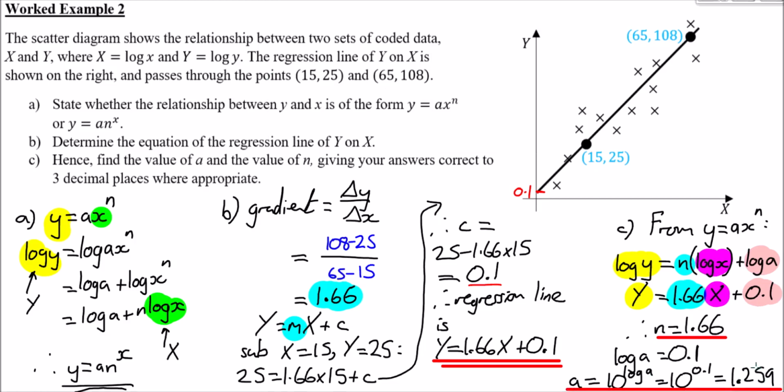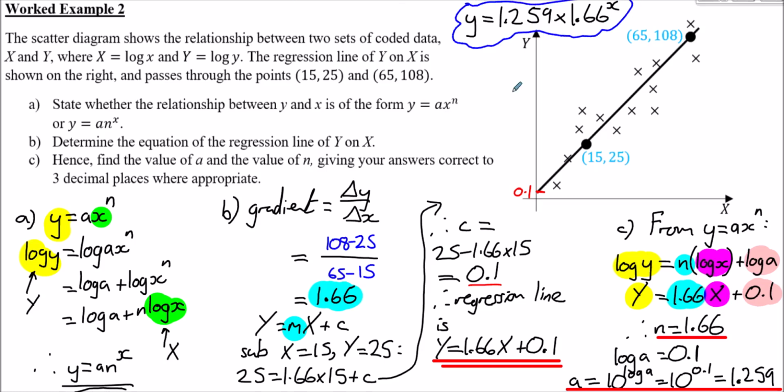In terms of the actual relationship, if you wanted to put what it was, not that the question needs us to do this, we'd have that y, the original exponential model, this is not the coded one, would be a, which is 1.259, multiplied by n, which is 1.66, to the power of x. So that's what the uncoded data would have satisfied.